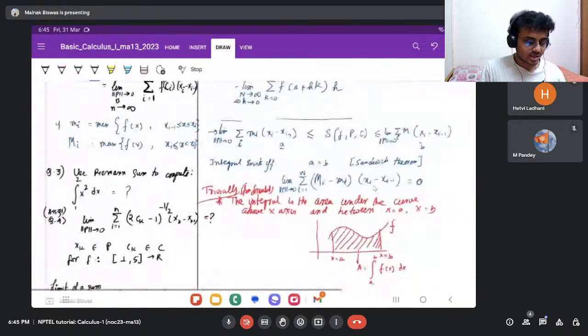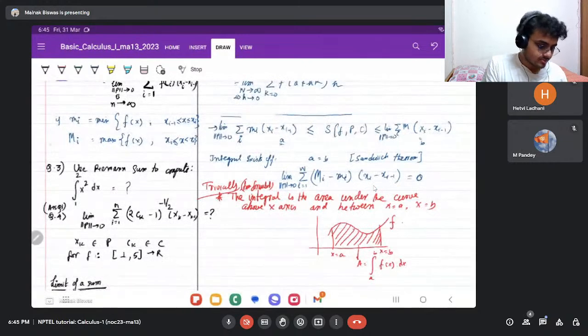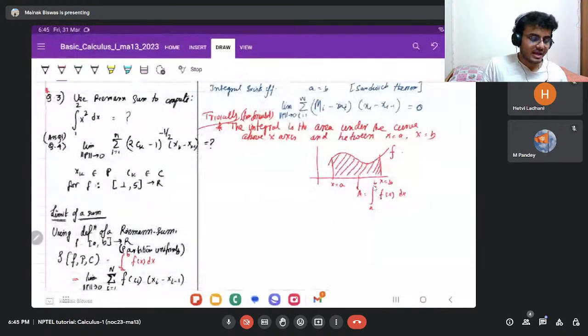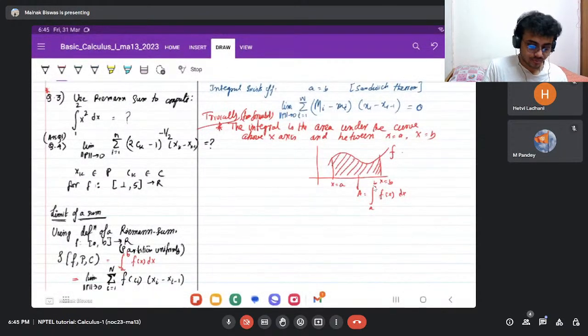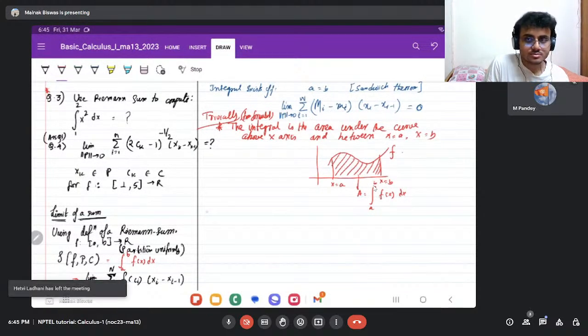So number 3, let us do. We are told to compute the integral of x squared dx using a Riemann sum. So what should I do?